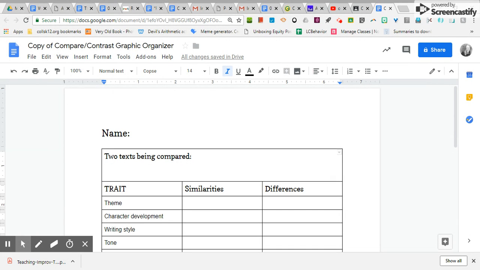Today we're going to talk about how to start organizing yourself for the compare-contrast essay that you're going to write. To start, you've all got this organizer. Hopefully you have it out in front of you. You're going to start by putting your name on it, because I like to know who you are, and I like to spell my name right too.